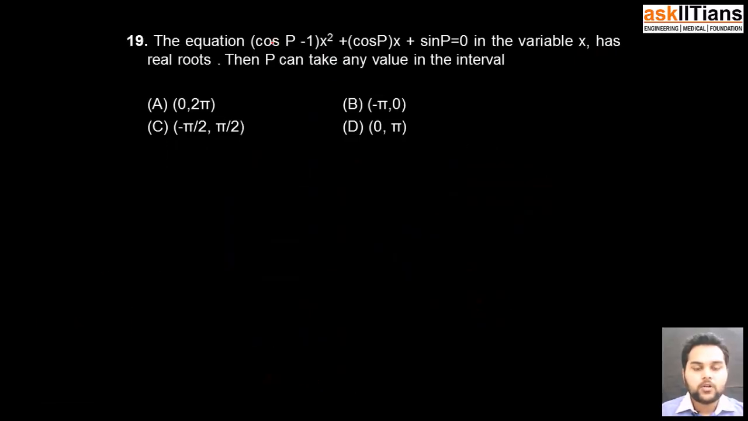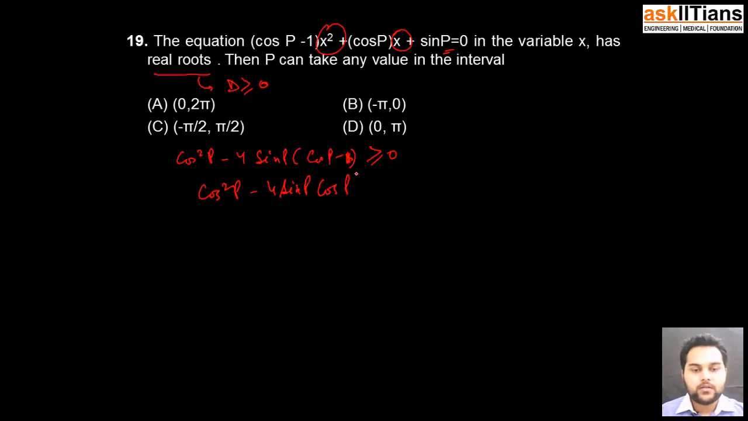So the question is cos p minus 1 x square plus cos p x plus sin p is equal to 0 in the variable x has real roots. This is a quadratic equation in terms of x square, x and constant term. Quadratic equation having real roots means discriminant is greater than or equal to 0. So I have to find the interval in which p can take values. So D is b square minus 4ac, that is cos square p minus 4 sin p into cos p minus 1 is greater than or equal to 0. I would get cos square p minus 4 sin p cos p plus 4 sin p greater than or equal to 0.